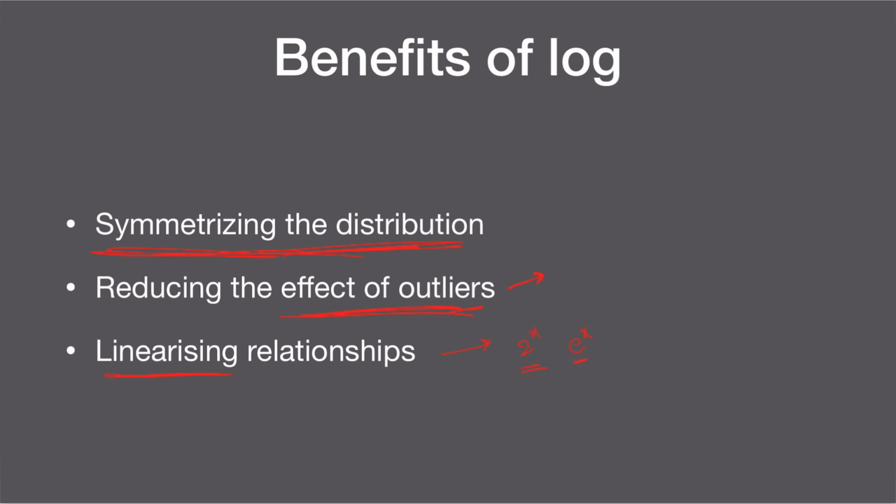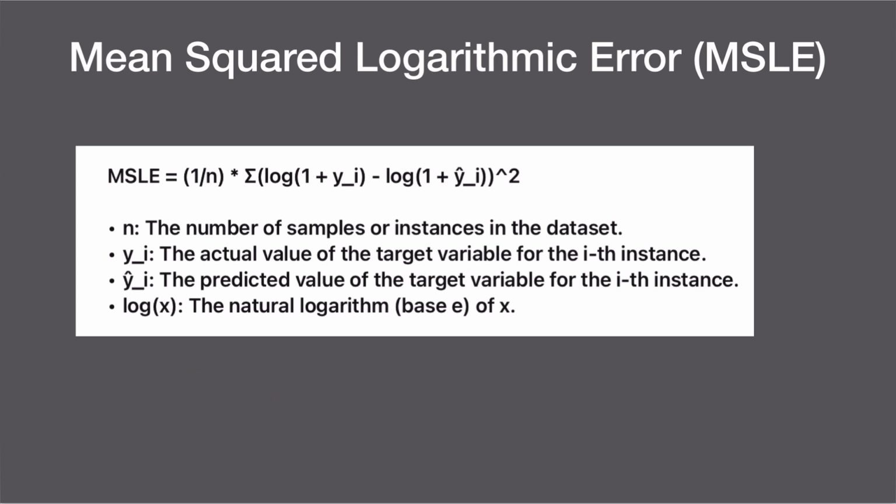It is a bit difficult to actually fit this kind of distribution when you have exponential variance. So to reduce that to linear, you can actually apply log. You know that e power x and log of x are opposite to each other, right? So this is one more benefit. Because of all these benefits, we can use this logarithmic term in our error function. If you use this in our error function, then it becomes like this.